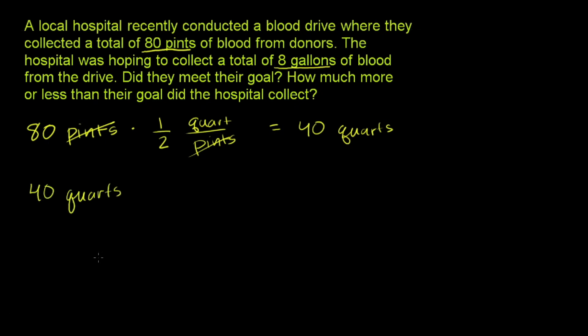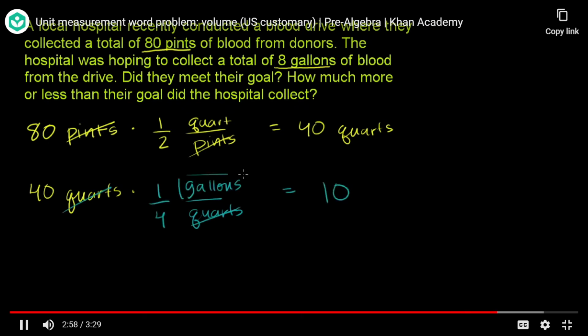We know that there are 4 quarts per gallon, or that 1 gallon has 4 quarts. And once again, we're going to go from a smaller unit to a larger unit, gallons, because we care about gallons. times 1/2, and the units left are gallons. 8 gallons. Their goal was only 8 gallons. So did they meet their goal? Yes, they met their goal.